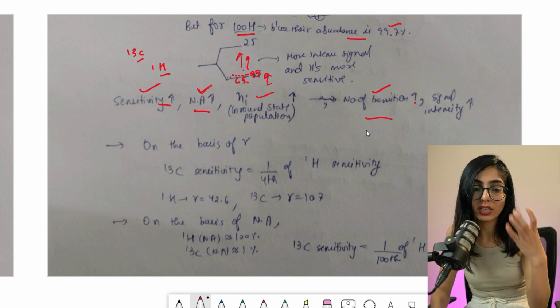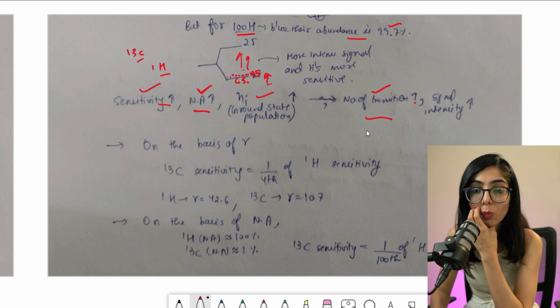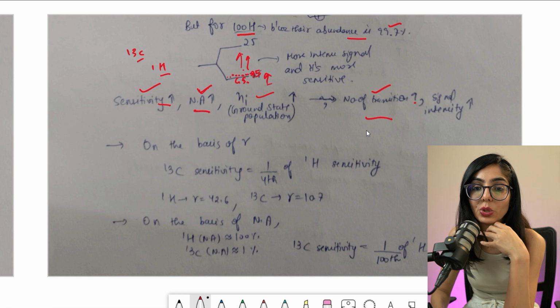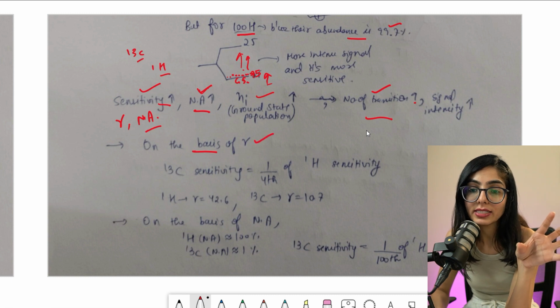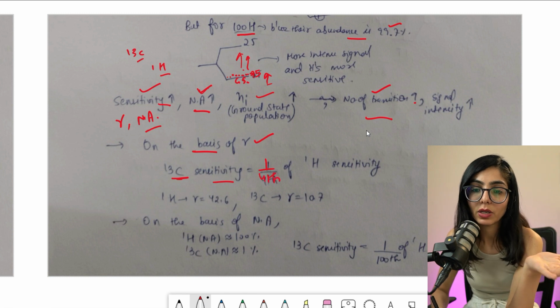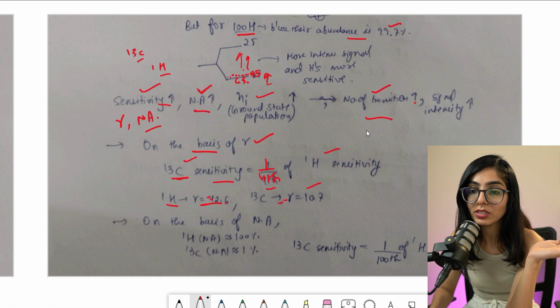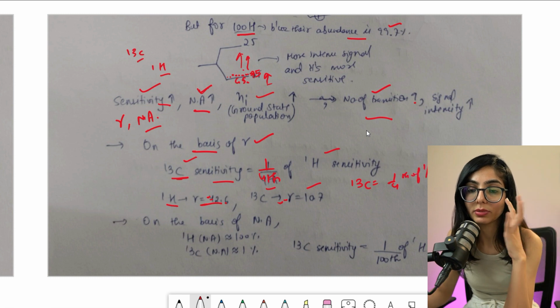So if I just combine both the gyromagnetic ratio and natural abundance: on the basis of gamma, 13C sensitivity is 1/4 of 1H sensitivity. How come? 1H is this 42.6 value, and the 13C value is 10.7. Remember, I told you in that slide. So it is almost 1/4, so we can say that 13C is 1/4 of 1H sensitivity. Always remember sensitivity, guys.